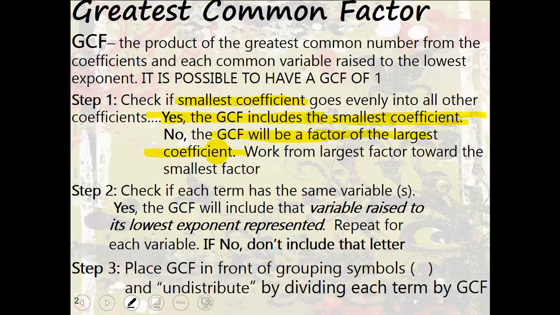Then, once you've found the greatest common coefficient, you need to check your variable or variables. Every term has to include a variable for it to be part of the GCF, okay? If one of them doesn't include it, then it's not part of the greatest common factor. If it does, then it's going to be that variable raised to its lowest appearing exponent. Repeat that process for every single letter. If it's not part of every term, then that letter is not part of the GCF.